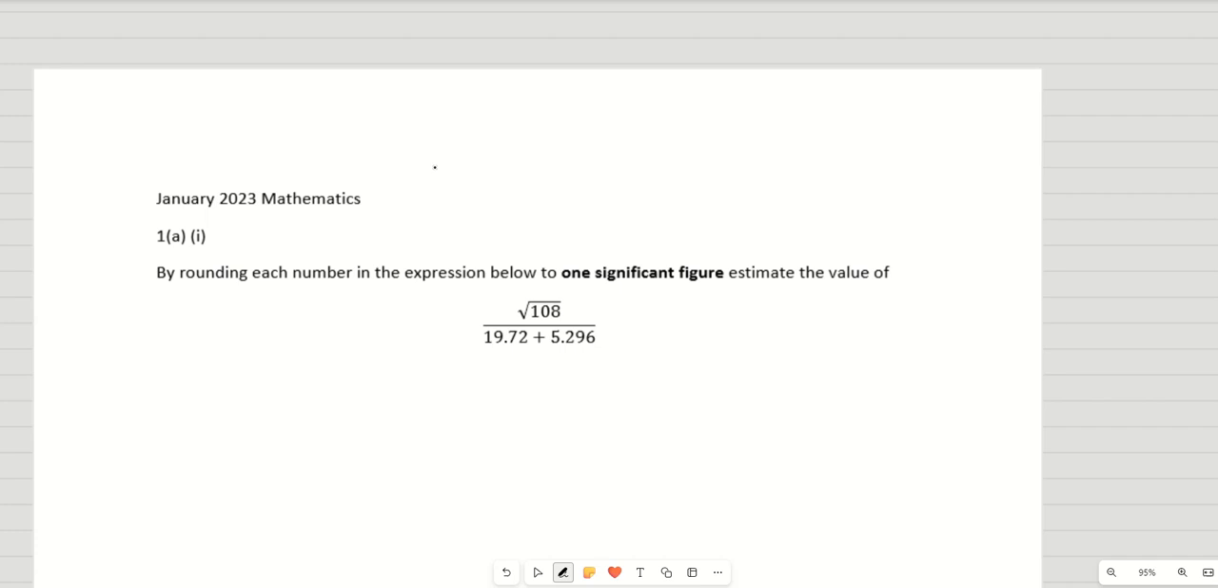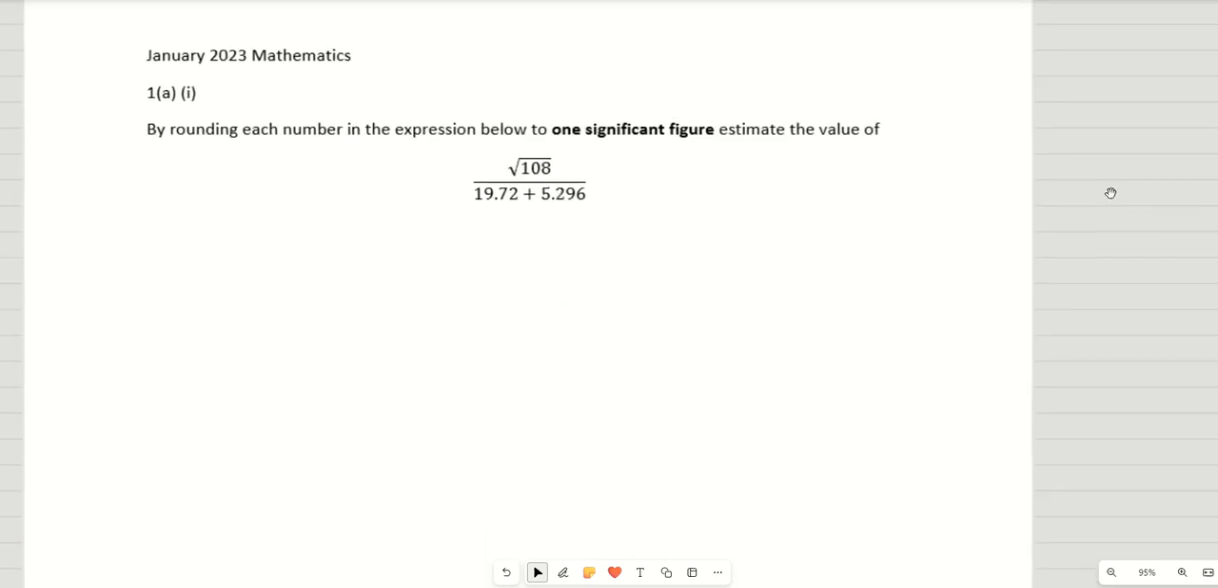Hi, good day everyone. So today we'll be doing January 2023, number 1. The question says, by rounding off each number in the expression below, so we have to round off to one significant figure, estimate the value of.